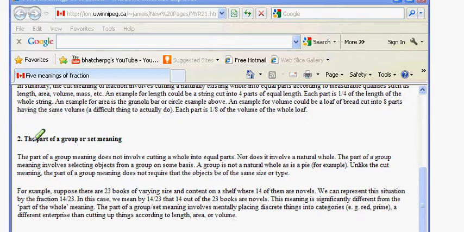The second meaning is the part of a group or part of a set meaning. This one doesn't involve cutting it into equal parts, nor does it talk about natural wholes. When we're talking about cutting up pies or pizzas, we're talking about something that's naturally in whole units. In this one, we might be talking about how there are 23 books, and 14 of them are novels, so I could write a fraction that goes 14 over 23, which talks about 14 out of 23 books.